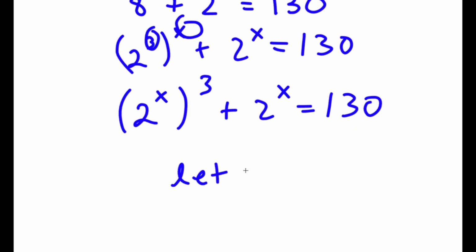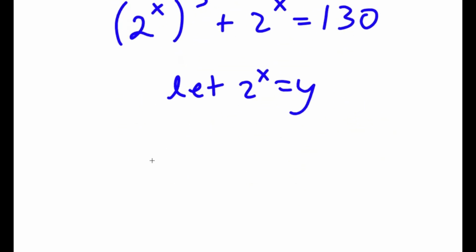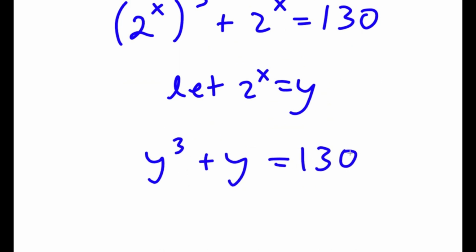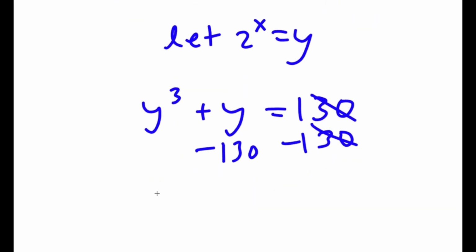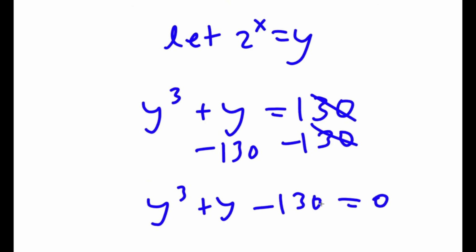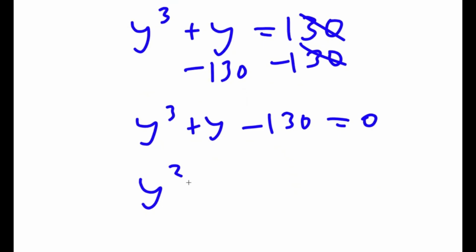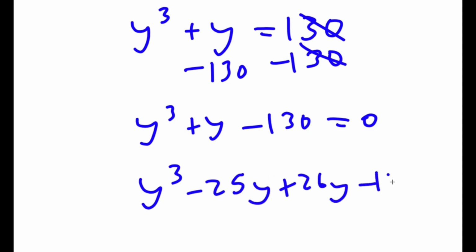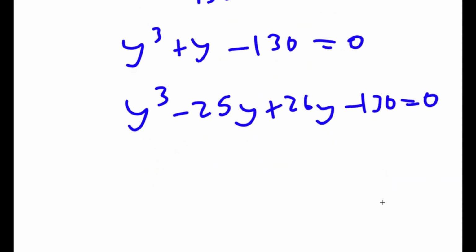Now I'm going to let 2 to the power of x equal the variable y. So now I have y to the power of 3 plus y is equal to 130. Now I'm going to subtract 130 on both sides. These two cancel out. So now I have y to the power of 3 plus y minus 130 is equal to 0. Now I'm going to rewrite y here as negative 25y plus 26y. Now I have this minus 130 is equal to 0.